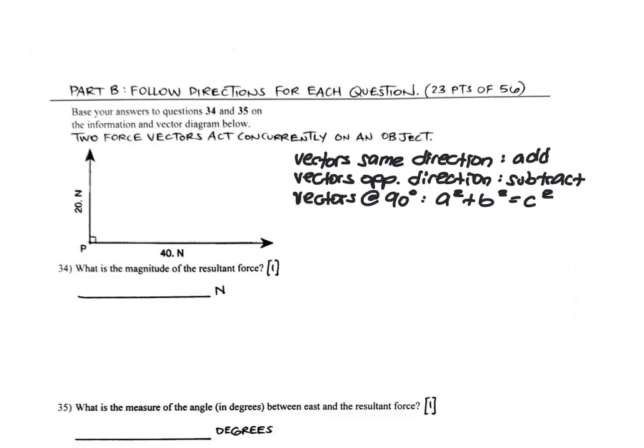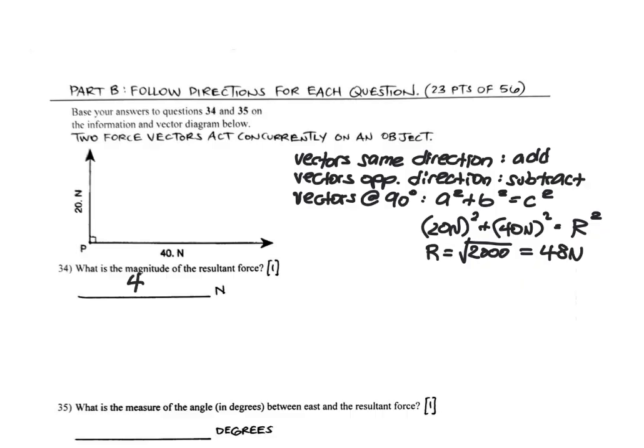So I can do 20 newtons squared plus 40 newtons squared is equal to our resultant squared. Since 20 squared is 400 and 40 squared is 1600, adding them up gives us 2000. But R squared is equal to 2000, so R is radical 2000, or 48 newtons. So the magnitude of the resultant force is going to be 48 newtons.